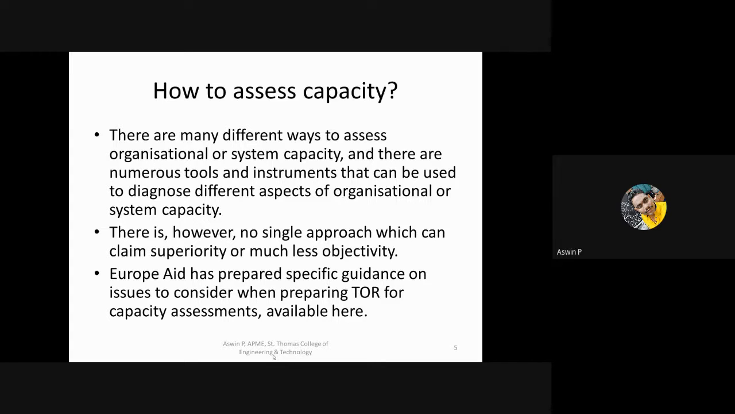There are many different ways to assess the organizational or system capacity, and there are numerous tools and instruments that can be used to diagnose different aspects of organizational and system capacity. Okay.